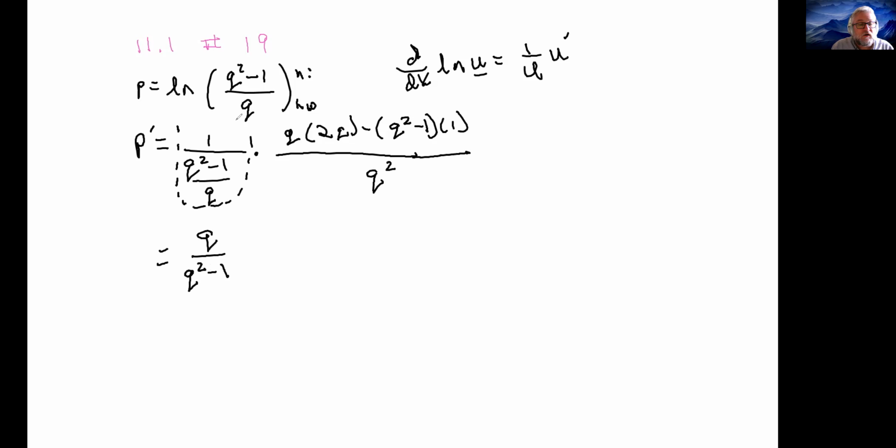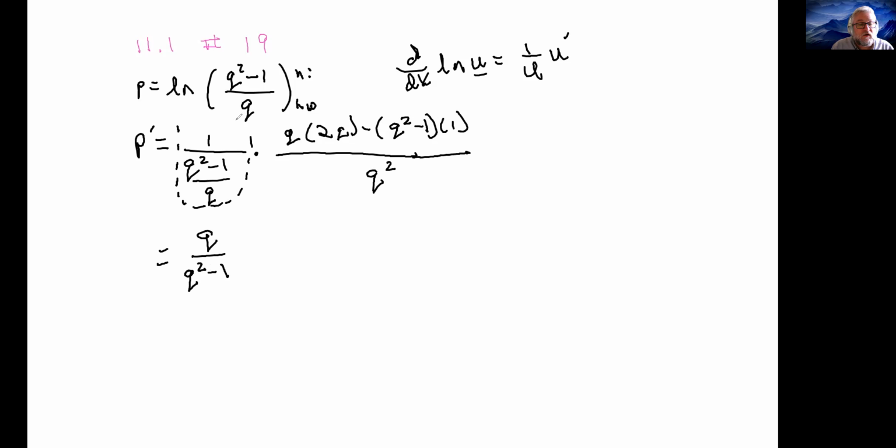Okay, so now let's do it a different way. If you remember the rules for logarithms, ln of a times b, I can write as ln a plus ln b. Now you might not remember these rules, and that's okay. Then you just do what we just did. Ln of a over b equals ln of a minus ln of b.